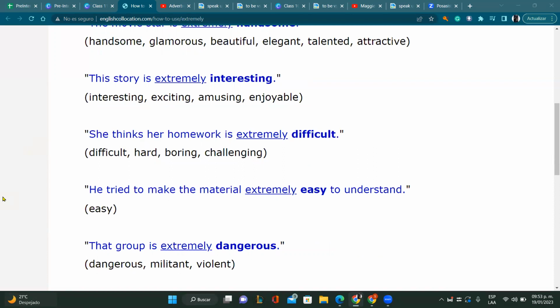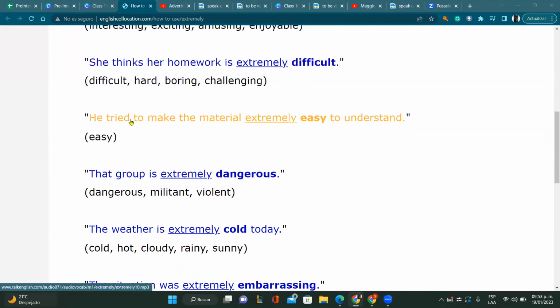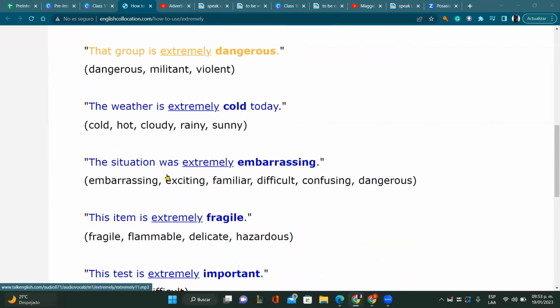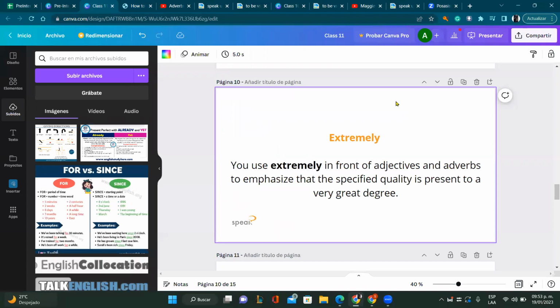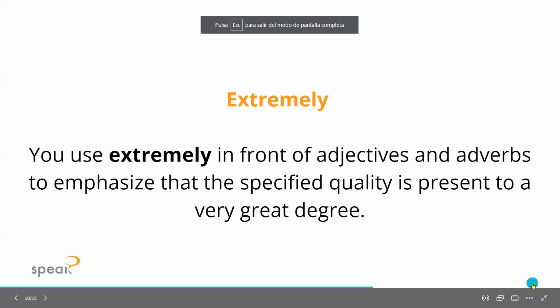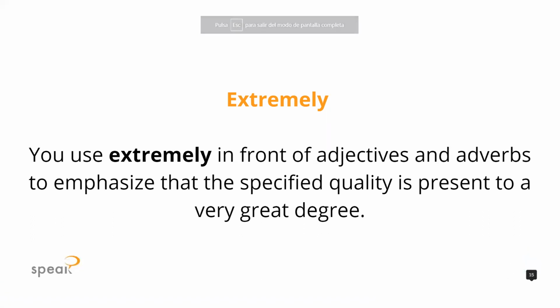Now, continue please, Alessandro. She thinks her homework is extremely difficult. Perfect. Help me with this one, Alfredo. He tried to make the material extremely easy to understand. Perfect. And then we have the rest, okay? Now let's continue. Any questions so far? No questions? So guys, don't forget that extremely goes before the adjective or the verb or the adverb, okay? Before the adjective or the adverb. Don't forget it.